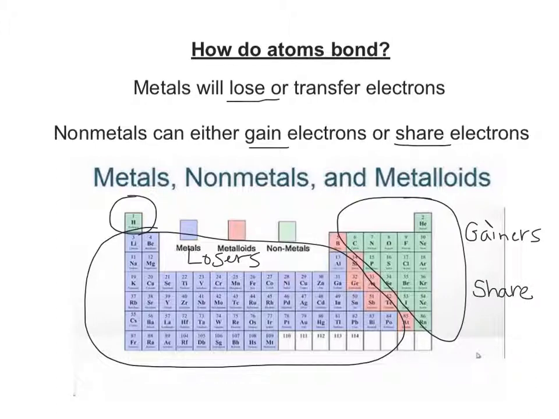So for example, water and carbon dioxide are examples of sharing electrons. That's two nonmetals bonding together. Hydrogen's a nonmetal, remember, even though it's over here, it's still a nonmetal. Okay.